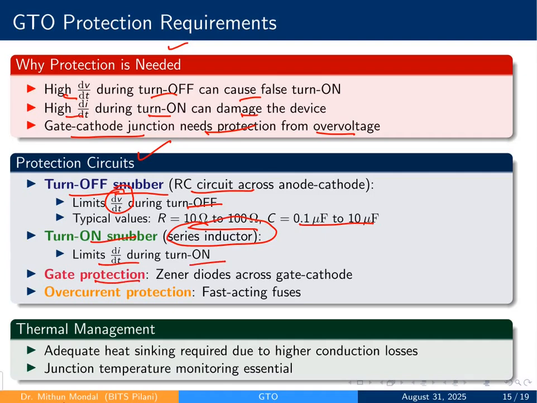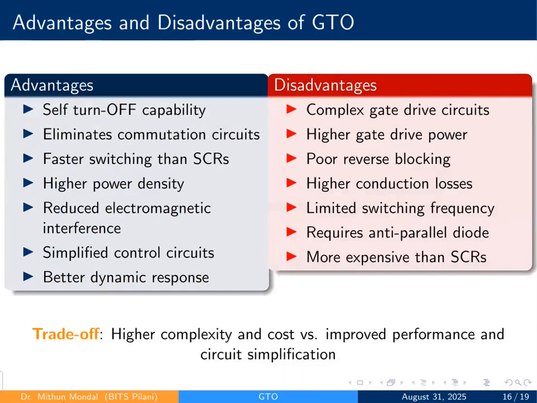The gate protection can be done using linear diodes across the gate to cathode, and overcurrent protection is also required using fast acting fuses. Thermal management has to be done, where adequate heat sinking is required due to higher conducting losses, and junction temperature monitoring is also very essential in the case of GTO when it is operating at a very high current.